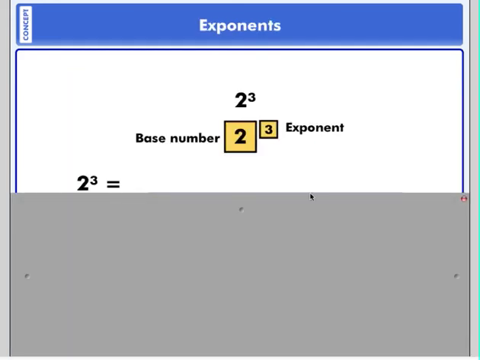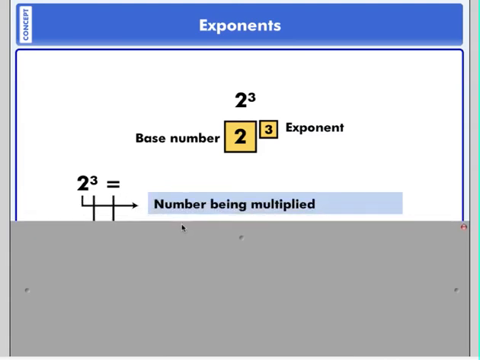Be careful when you're working with exponents. Sometimes fifth graders tend to get these numbers a little bit confused. For example, let's take this number expression that's in exponential notation, 2 to the third power. The base number is 2. That's our larger number. The exponent is 3. That's the smaller raised number. What that means when we're looking at 2 to the third power is that the base number 2 is the number being multiplied.